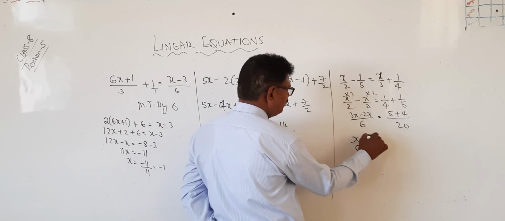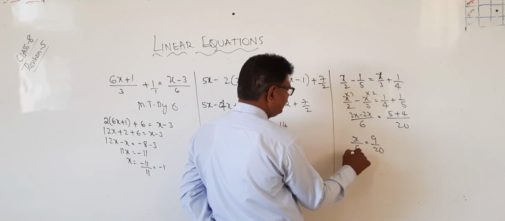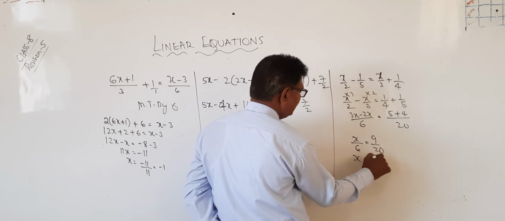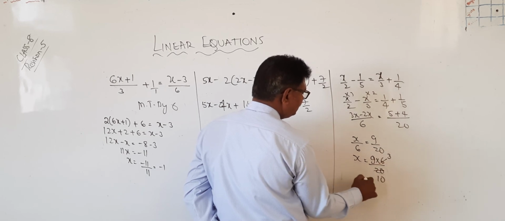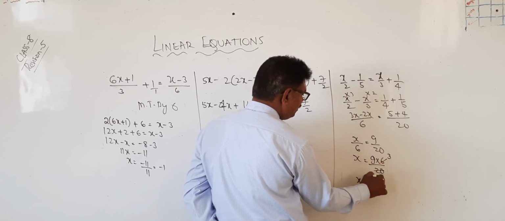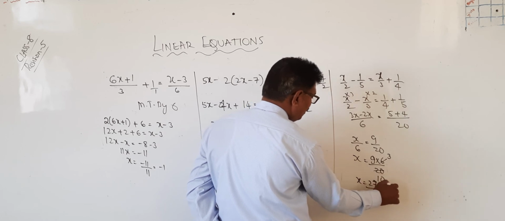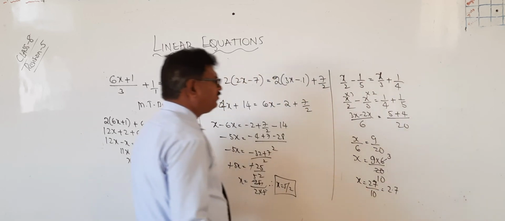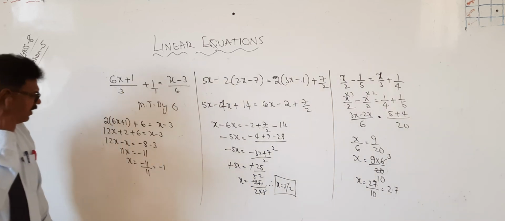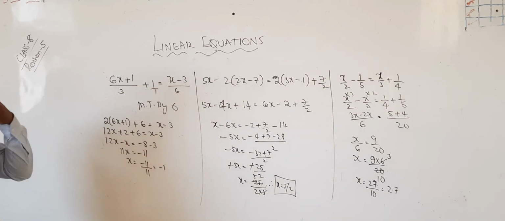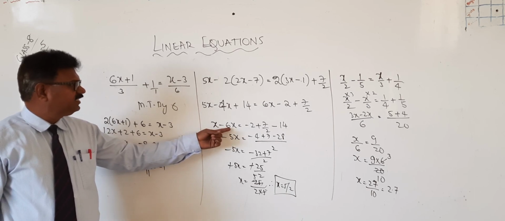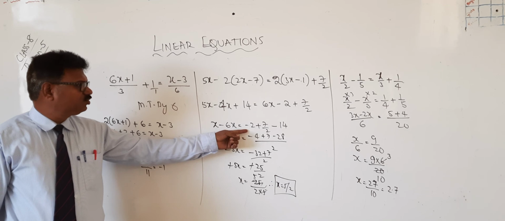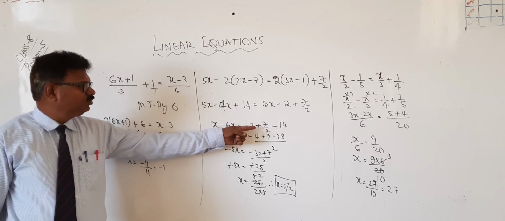x by 6 equal to 9 by 20. Therefore x equal to 9 into 6 divided by 20. Therefore, 2 3s are 6, 2 10s are 20. Therefore x equal to 27 by 10 or 2.7. So here very simple problems.